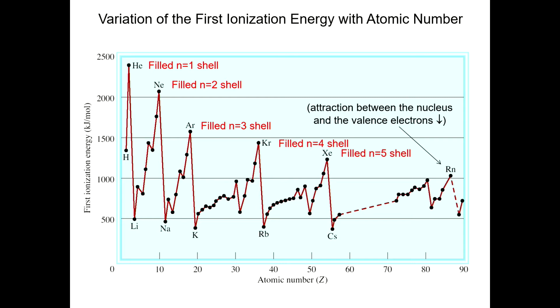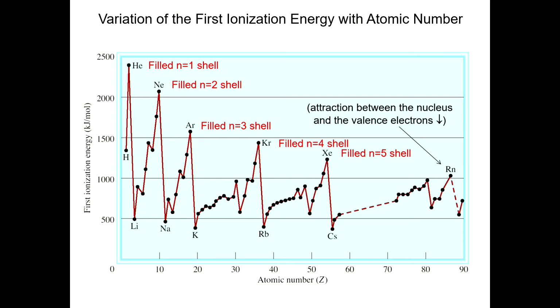Yes, because the size is small, right? From left to right. So if the size is small, this means the attractions between the nucleus and the valence electrons are strong, right? So this is why the ionization energy is big. So in one group, from up to down, does it increase or decrease? Yes, decrease. See, this is one group.